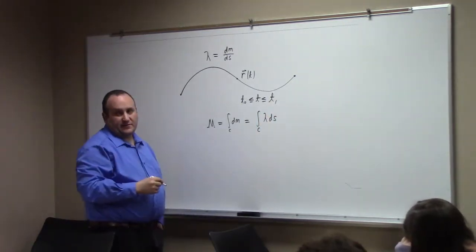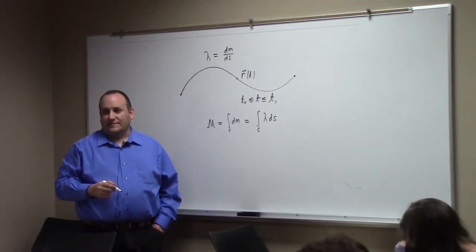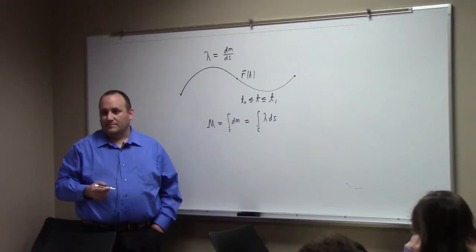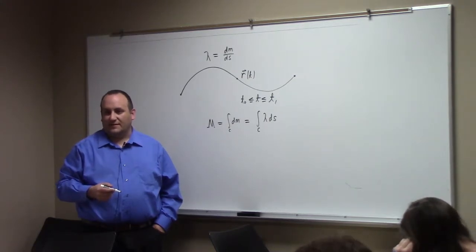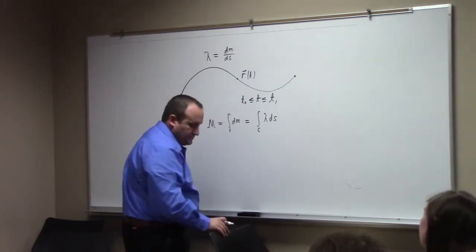Now, in the problem that you're given in the homework, lambda is a constant, so this is not particularly exciting. Really, that's just a way of asking you to calculate the arc length times lambda. All right.